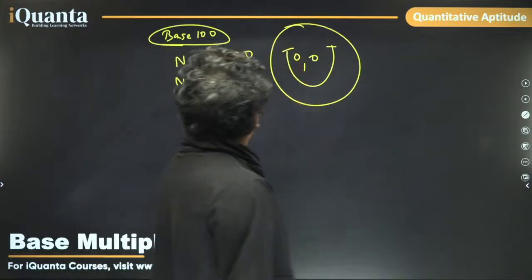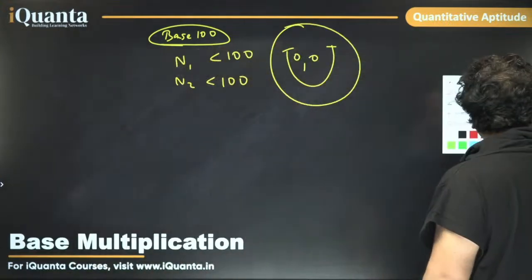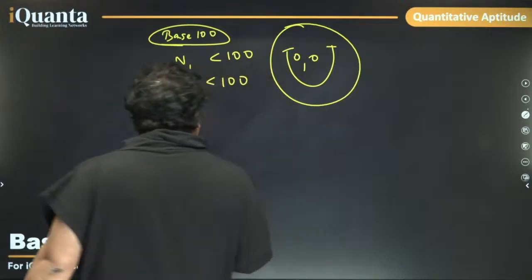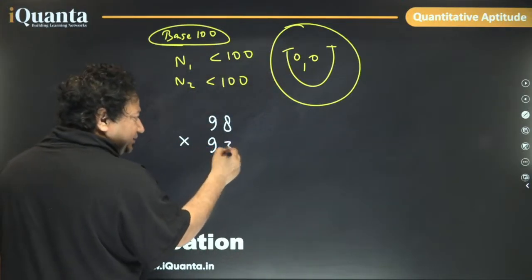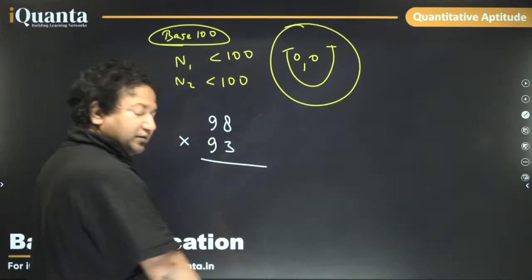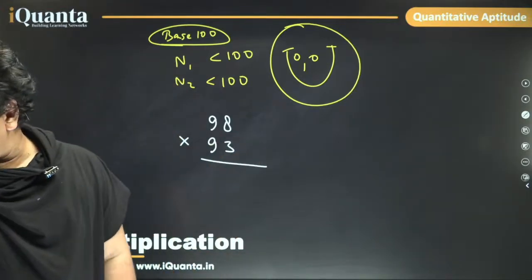Isn't it? That's also a case. What needs to be done there? So let's say I have the number 98 multiplied by, let's say, 93. Okay? Everybody pay attention.